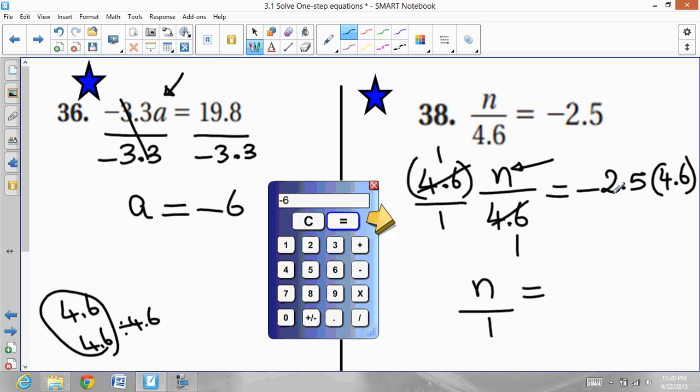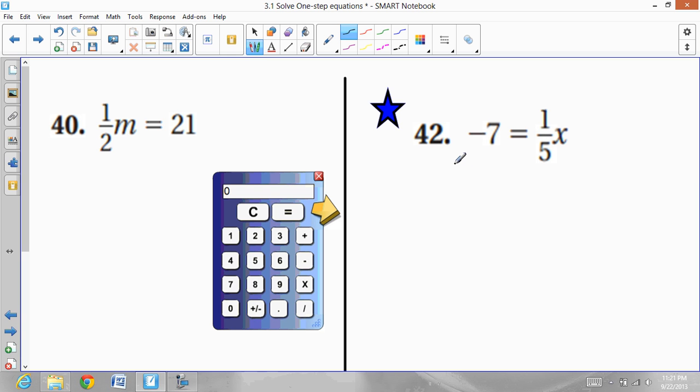So you got negative 2.5 times 4.6. Use your calculator and you're going to get negative 11.5. n divided by 1 is going to be n. So n is negative 11.5, which is the final answer.